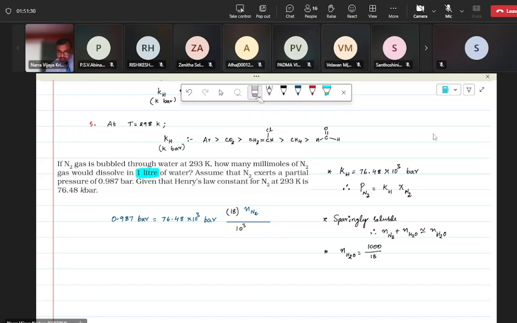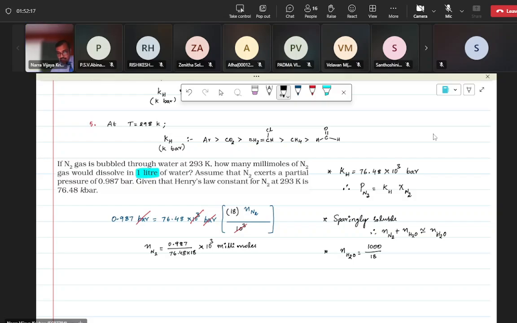Can I use it like this? Then can I cancel this 10 cube and 10 cube? Then can I cancel this bar and bar? Therefore, number of moles of N2 equal to 0.987 divided by 76.48 into 18 moles. So I will write into 10 cube, millimoles.